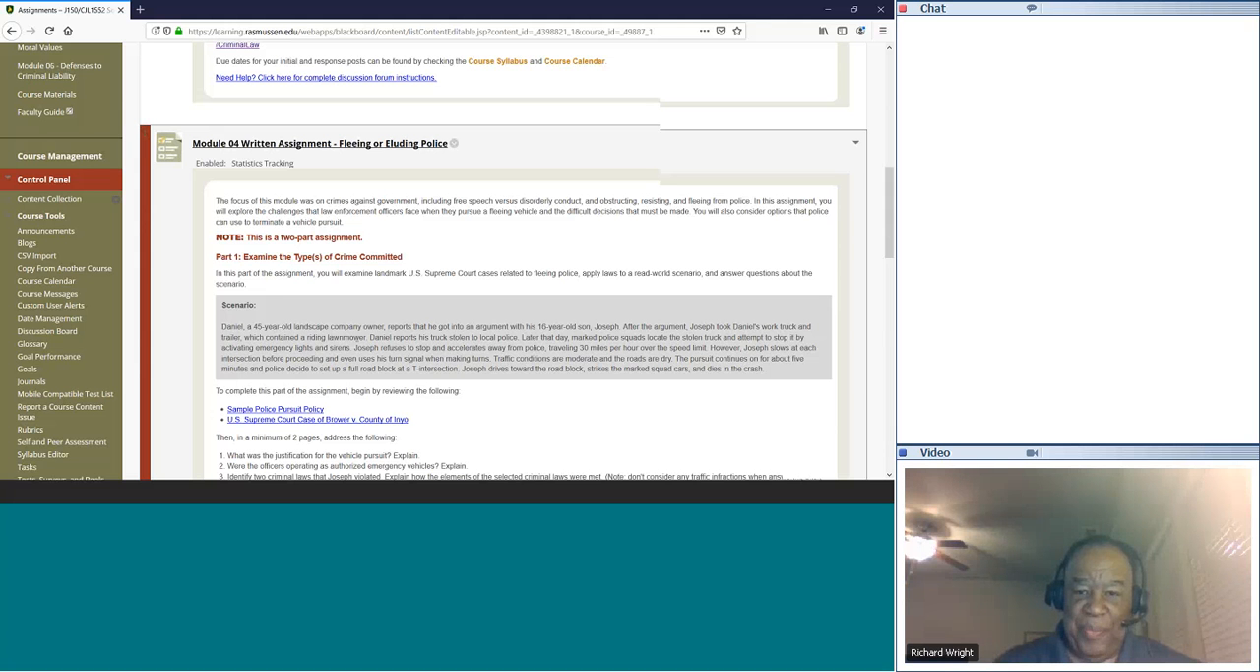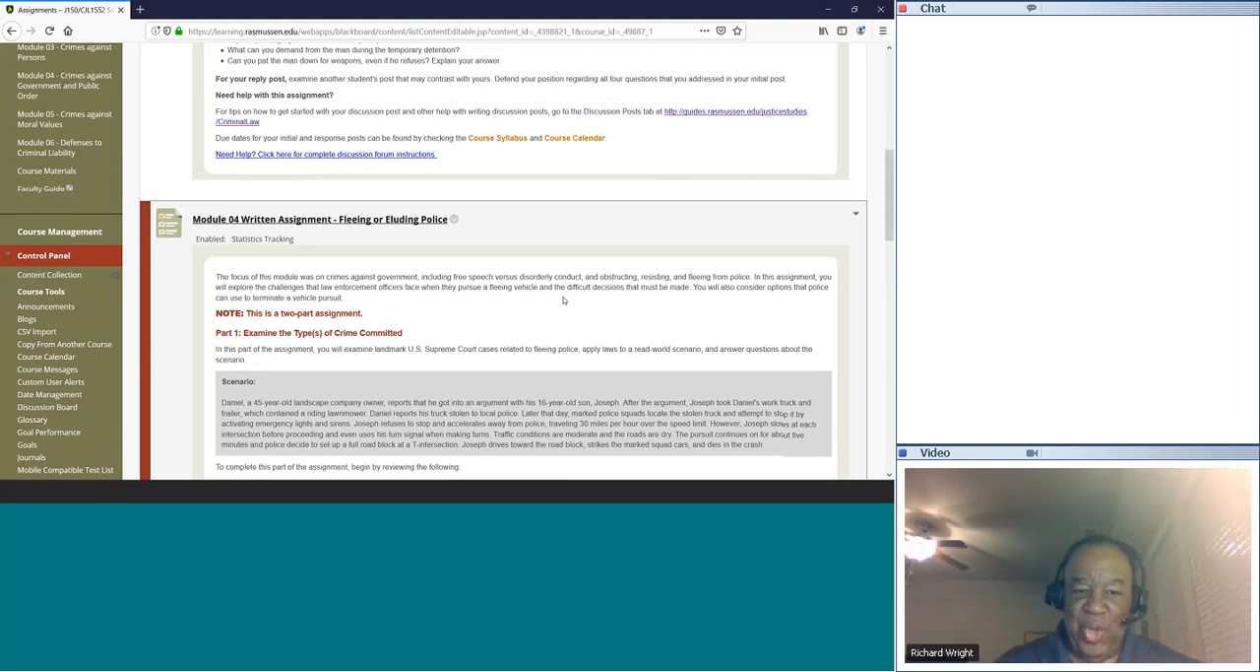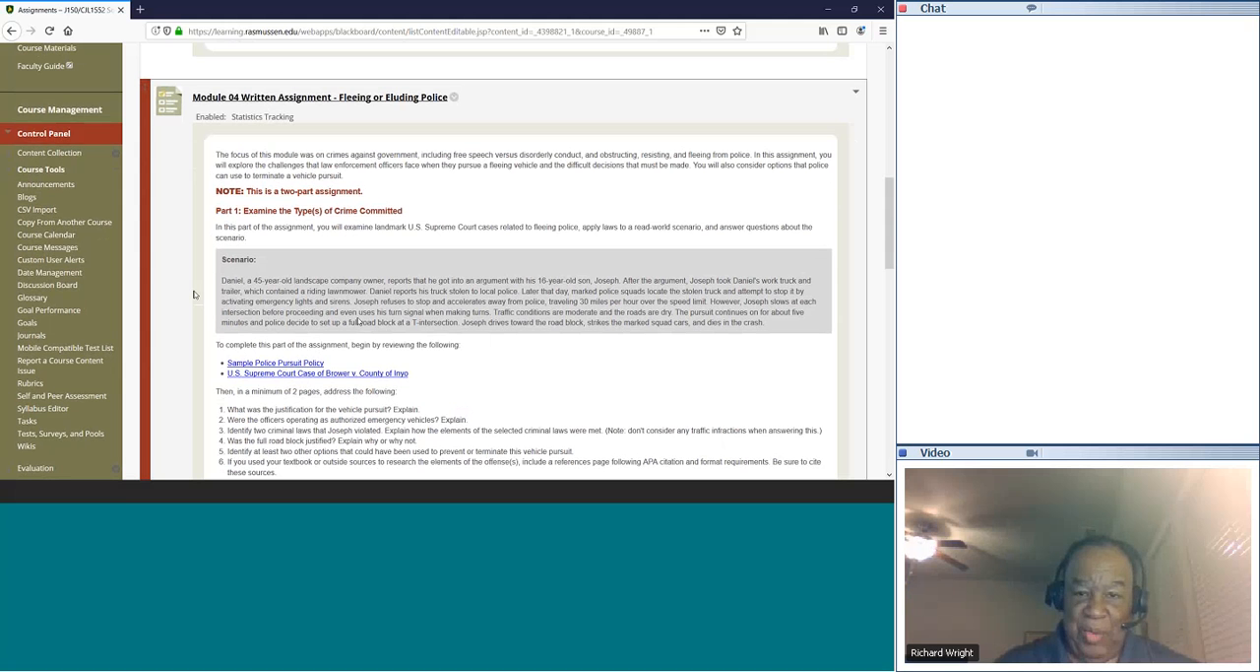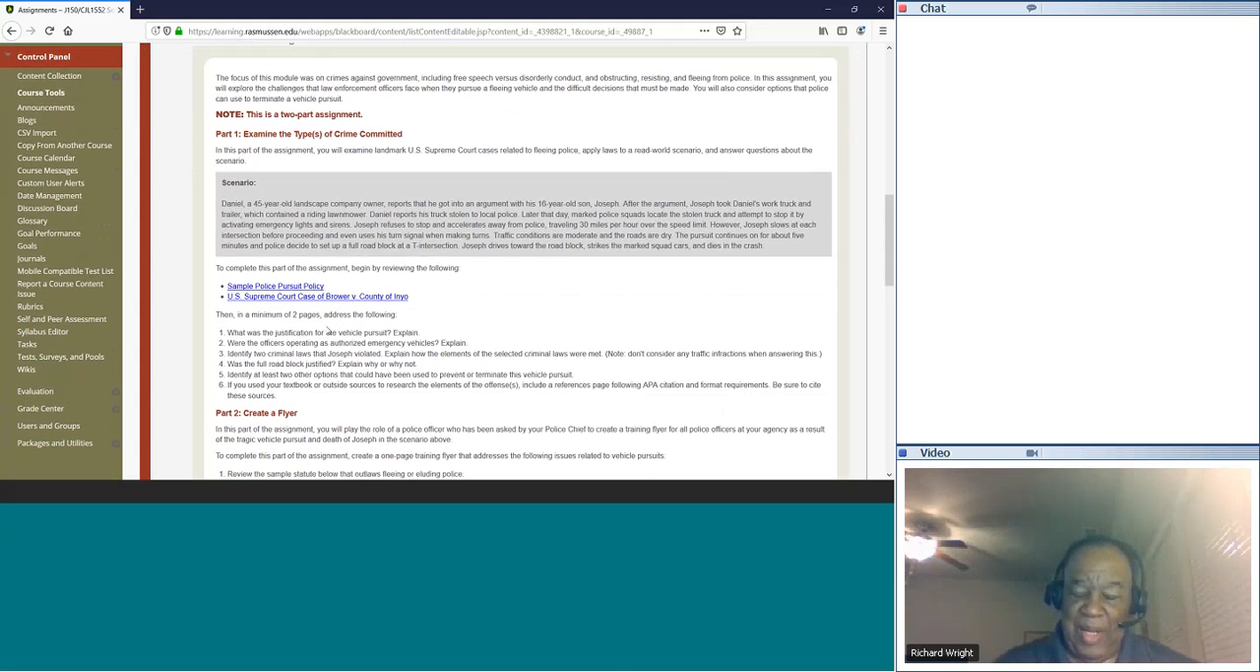All right. Then for your paper, it's going to be dealing with these issues, but you're going to have a scenario for part 1, and you're going to deal with this scenario and apply it to the minimum of 2 pages, not counting the cover page, double space, by the way, and with citations in the body and references in the end. So it says, if you use your textbook to research the elements, include a reference page, which you will, APA citations, and the other APA formal requirements. Be sure to cite the sources. Try not to rely too much on the textbook. The idea is for you to conduct research. So you're going to deal with each of these issues in your paper.